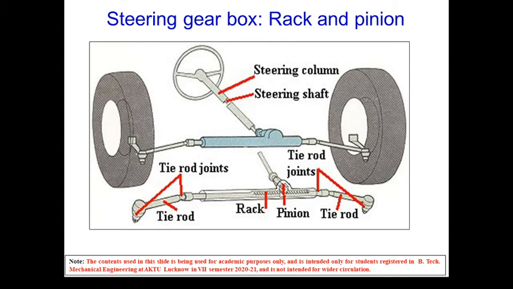So this pinion rotates and the rack translates. This motion is transmitted to the tie rods through the tie rod joint, and then ultimately to the stub axle. This is fitted to the stub axle, through which the stub axle is connected to the wheels. So this motion is transmitted.